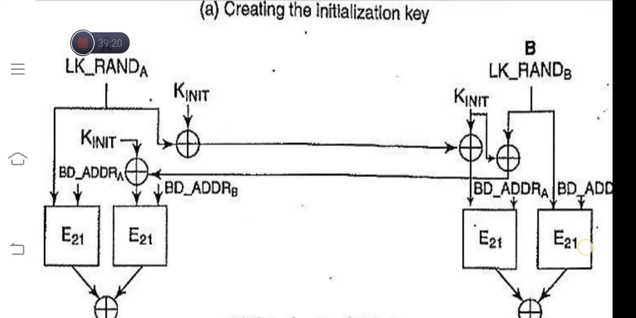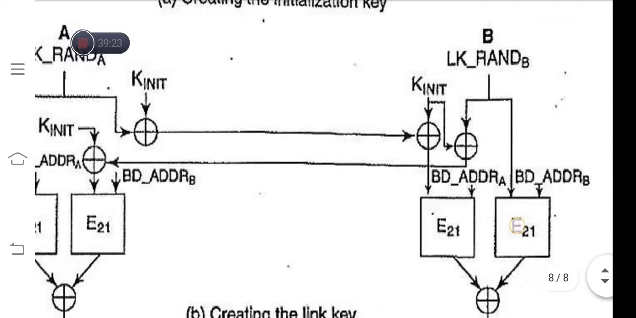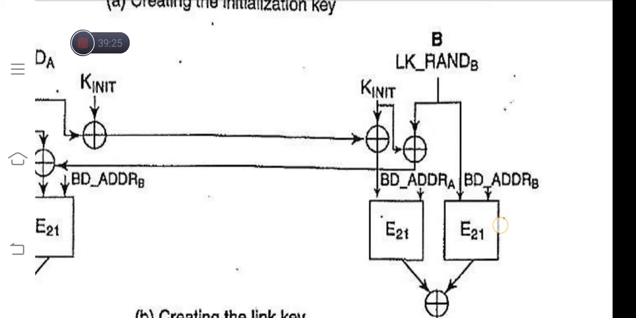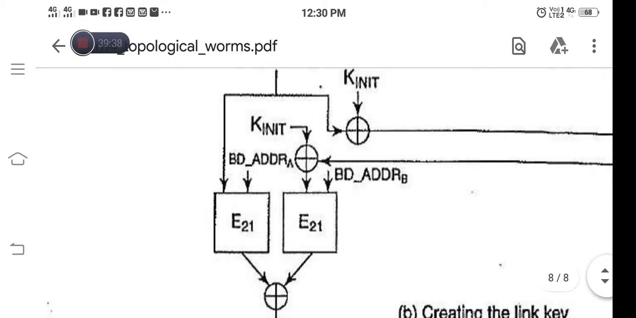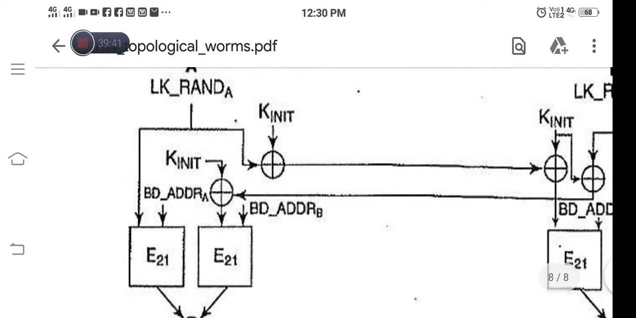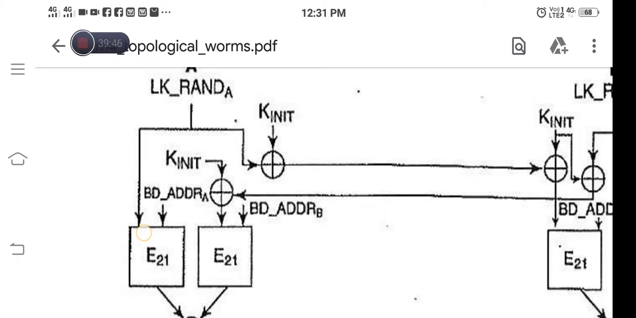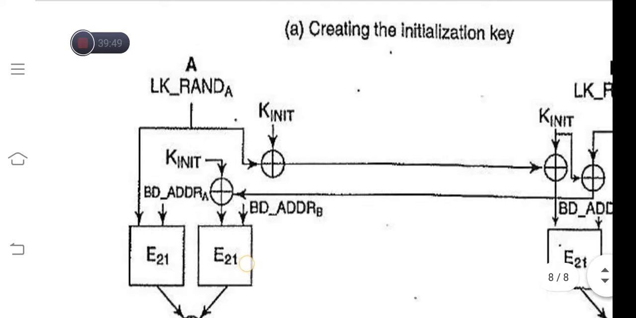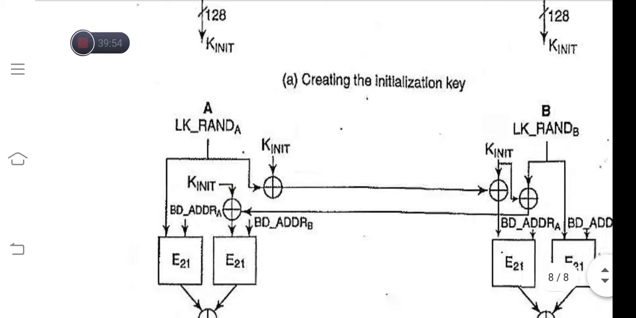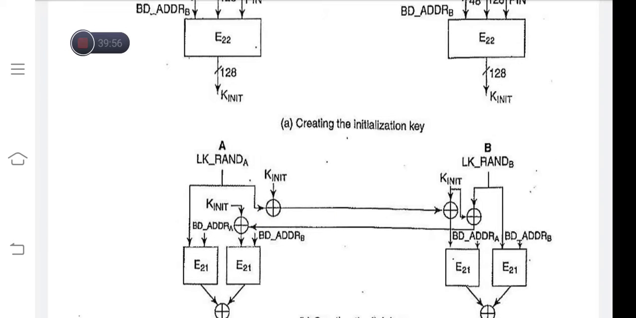For the second box of E21, we have the Bluetooth device address of B and the random number at B. Each box with E21 takes two inputs. At the A side also, the first box takes 2 inputs, the Bluetooth device address of A and the random number at A. For the second, the Bluetooth device address of B and the output of the XOR operation between the K init and the value it has got from B.